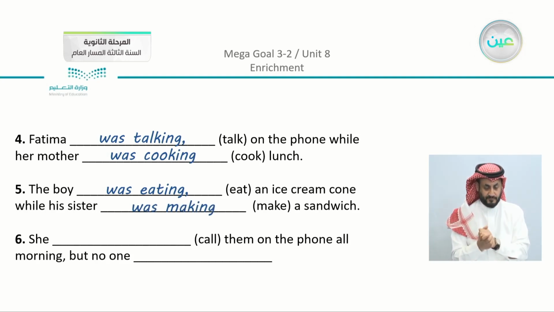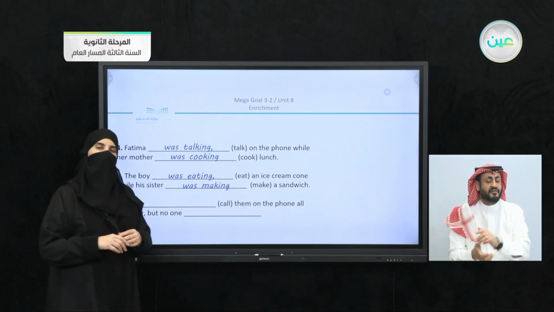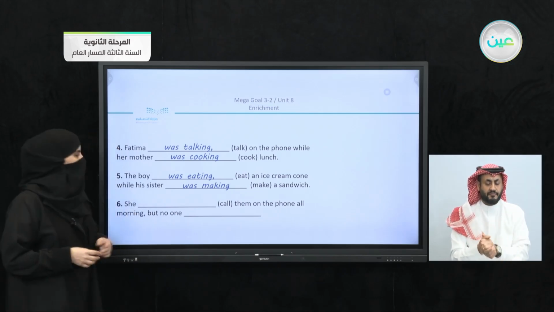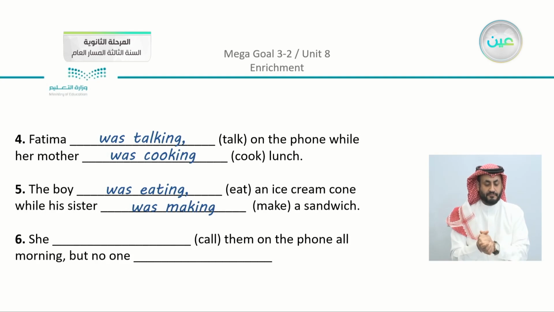We have the last part: she blank called him on the phone all morning, but no one blank. Here you can see that there is no verb to help us, so there may be more than one option. We can say that she had been calling him on the phone. Why did I put had been calling? Because we have here all morning.